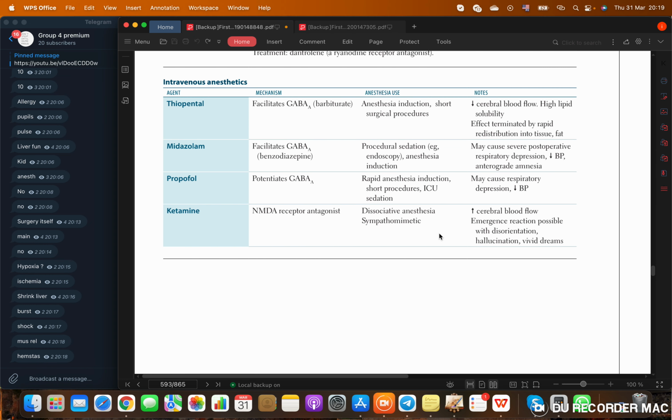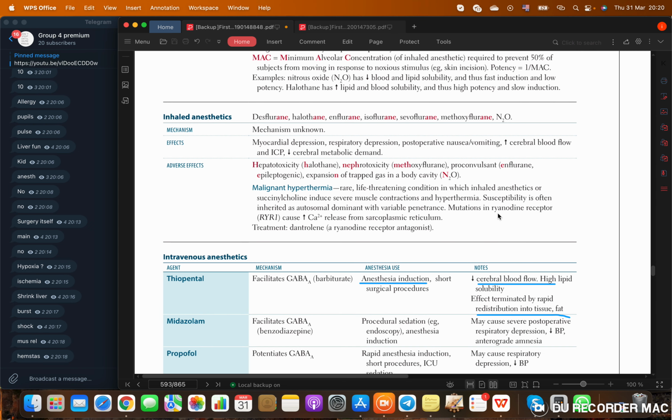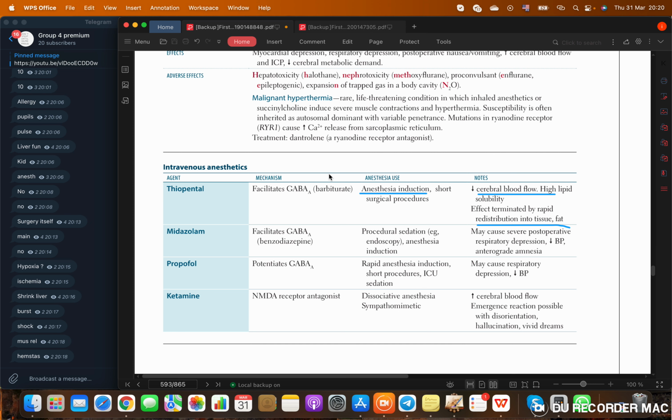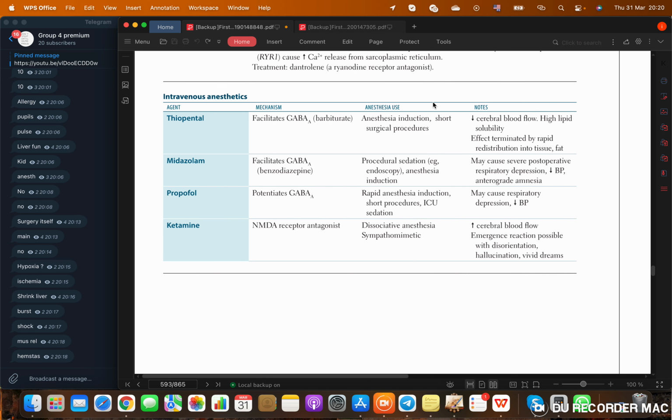It facilitates the GABA-A, a barbiturate, and yeah, it's used for anesthesia induction and short surgical procedures. It decreases the cerebral blood flow and has high lipid solubility. The effect is terminated by rapid redistribution into the tissue and into the fat. Okay, so thiopental is given IV. It's not like all of these other ones that are inhaled. But these are different. Thiopental is a barbiturate. We use it for induction of anesthesia, not for long-term anesthesia. It decreases cerebral blood flow, but has high lipid solubility, meaning it goes to the brain really, really quick. So it's good for induction, not for maintenance.